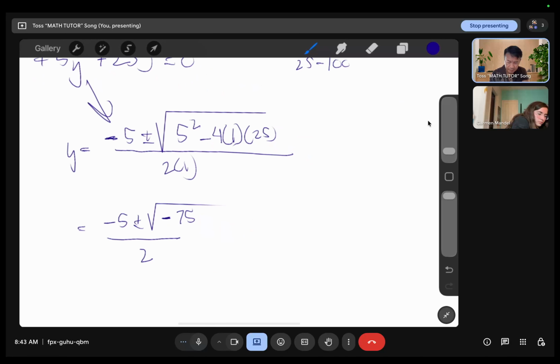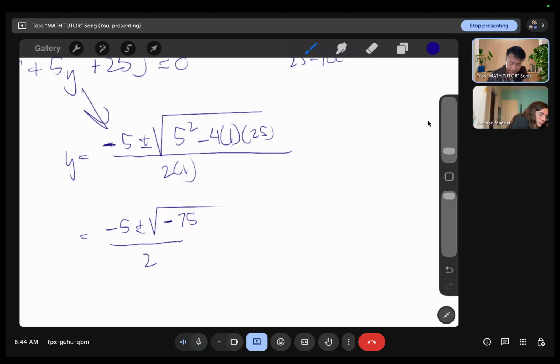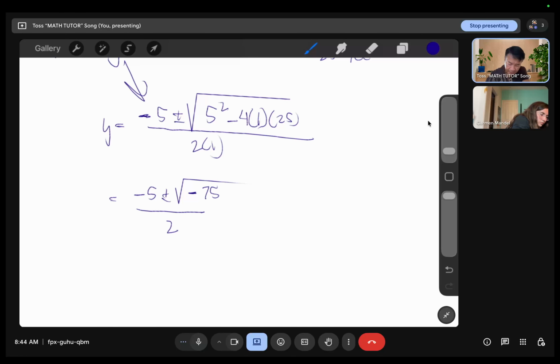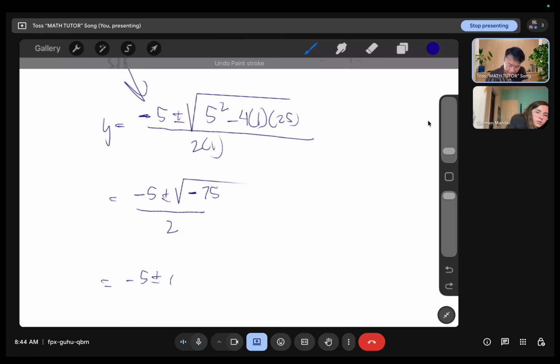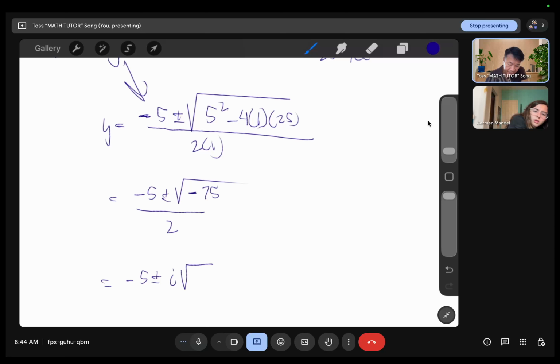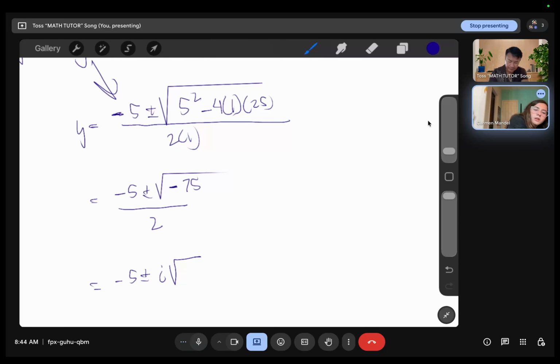From here, obviously there's going to be an i coming out of it, because of the negative, so it'd be i times the root of 75. What do you think? I was about to ask, do you put the i before or after the plus or minus? You have to put it behind the plus or minus, immediately in front of the root symbol. Yes.